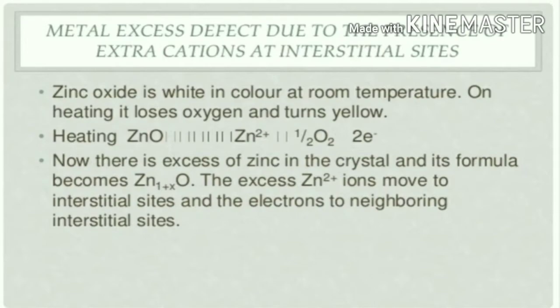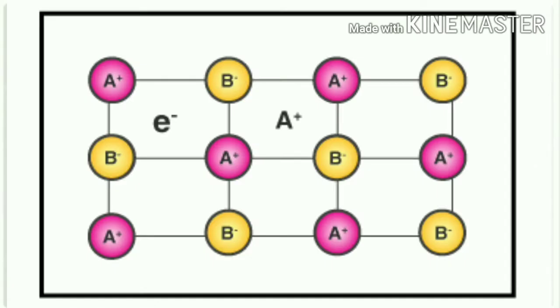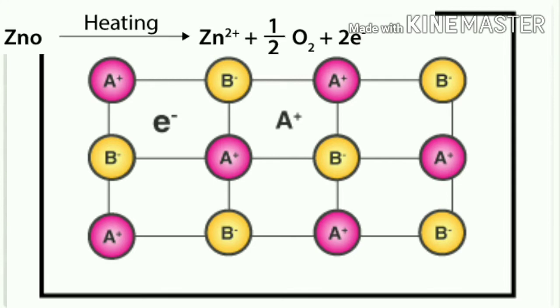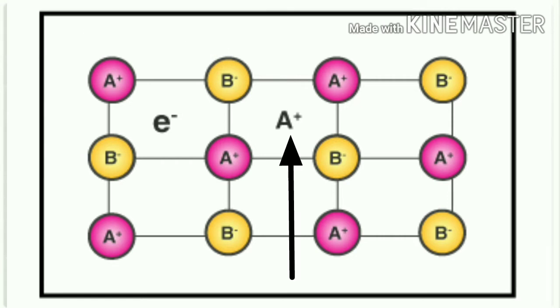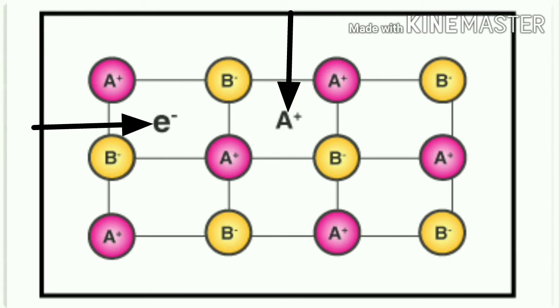Did you notice that ZnO, zinc oxide, changes its color when heated? Zinc oxide is white in color at room temperature. On heating, it loses oxygen and turns yellow. On heating, zinc oxide converts into zinc ions with liberation of oxygen and 2 electrons. Now there is excess of zinc in the crystal and its formula becomes Zn1+xO. The excess zinc ions move to interstitial sites and the electrons to the neighboring interstitial sites.